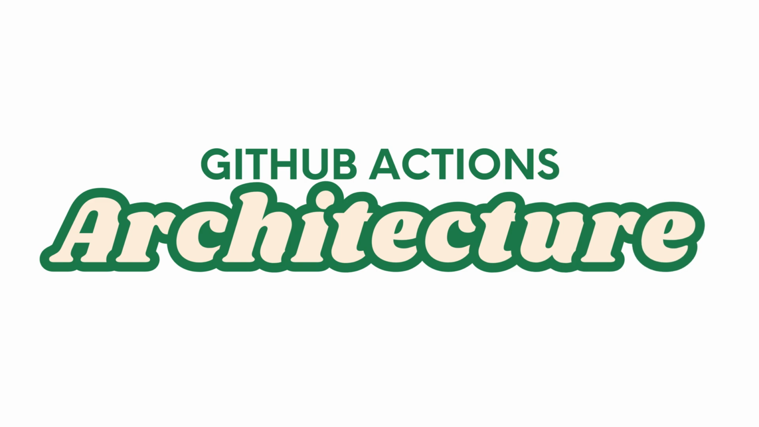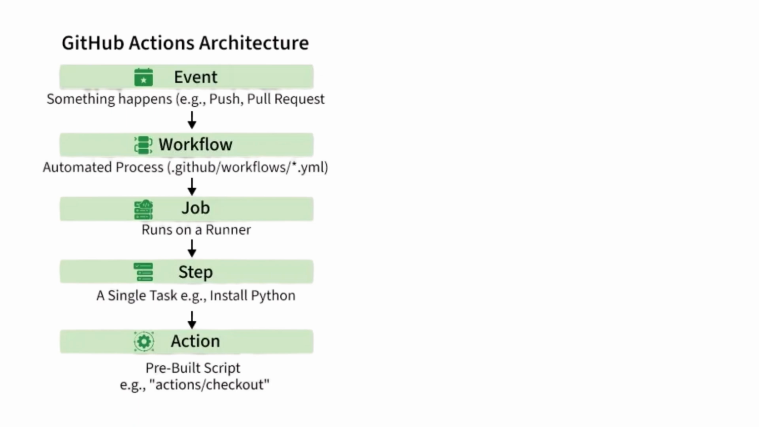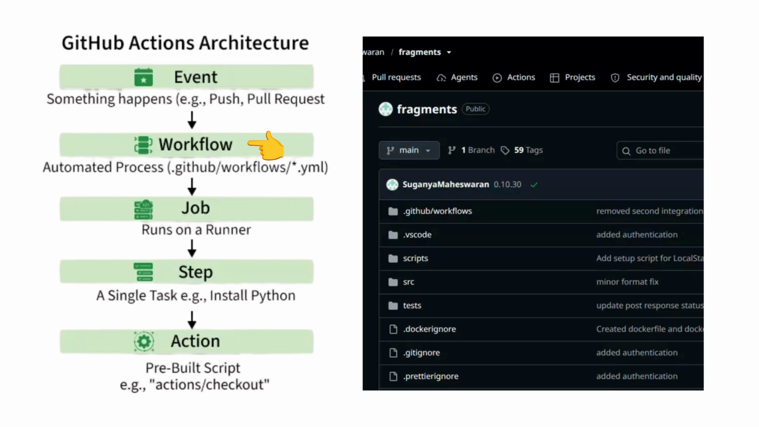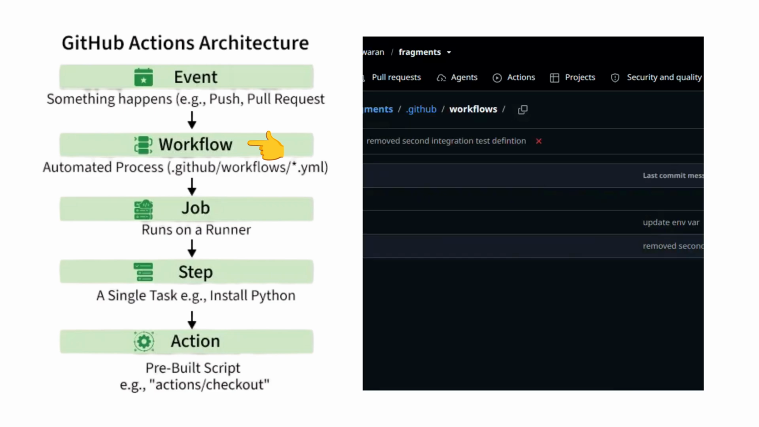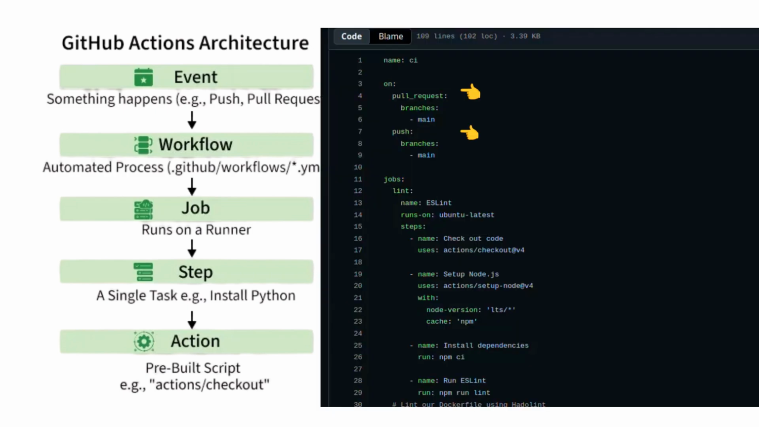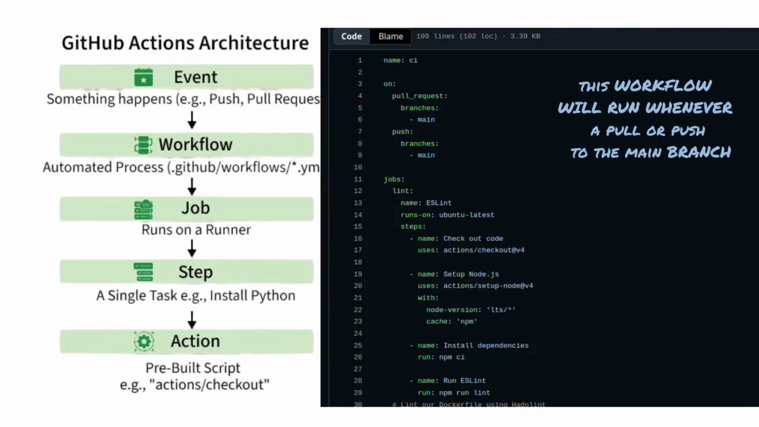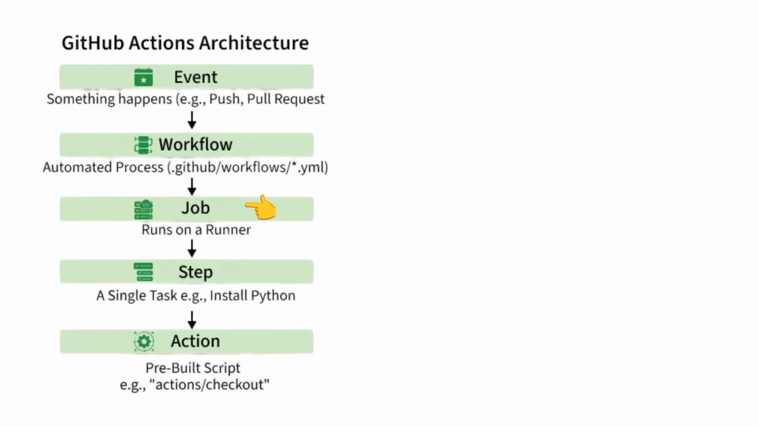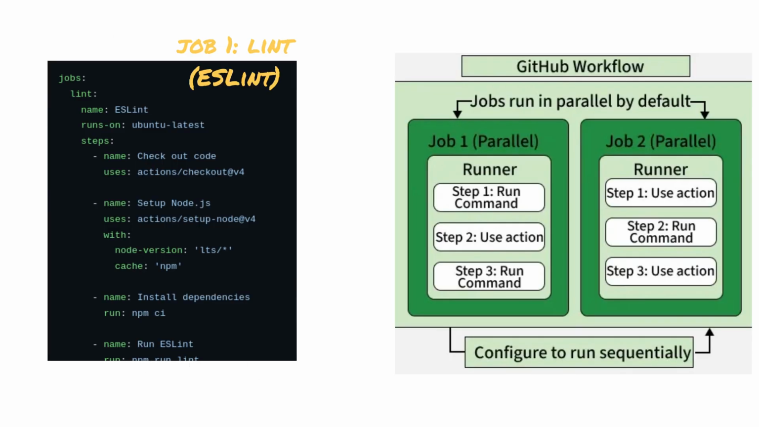To understand GitHub Actions, we must look at its five-part architecture. Workflow: the top-level blueprint defined by a YAML file in the .github/workflows directory. Event: the specific trigger that initiates the workflow, such as a push or a pull request. Job: a set of steps executing on the same runner.